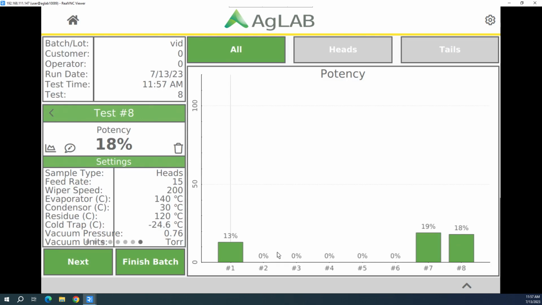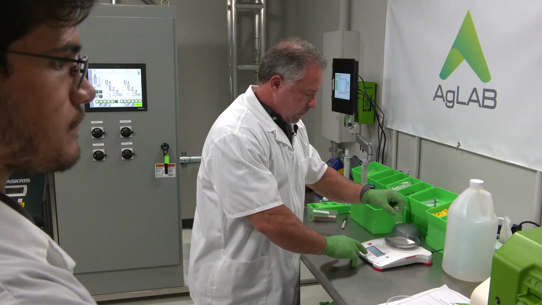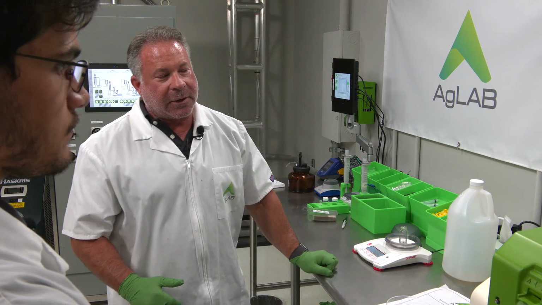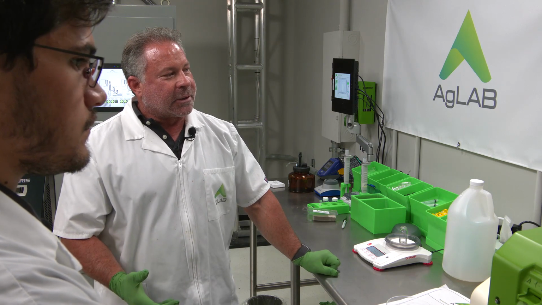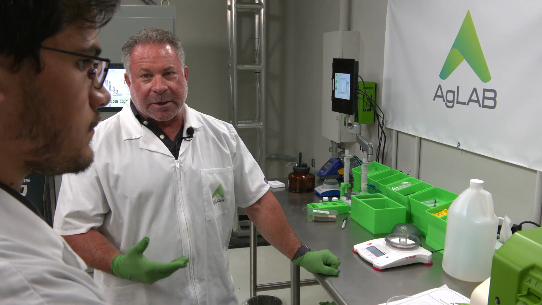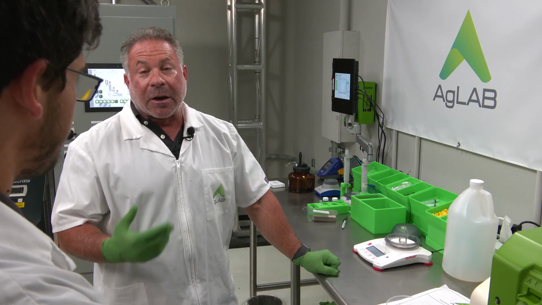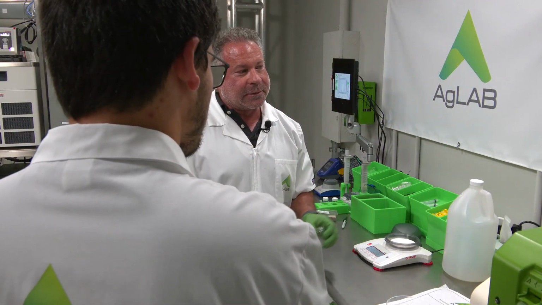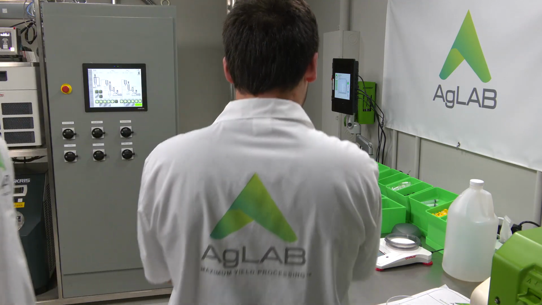Okay, 18%. So we're dropping it down. Yeah, we're dropping down, and I can tell from the viscosity of it. So I already made the change in our feed right now. So I don't want to go much lower in evaporator temperature because I want to make sure that we get all the terpenes off. Okay. So we'll take another sample with the lower feed rate.